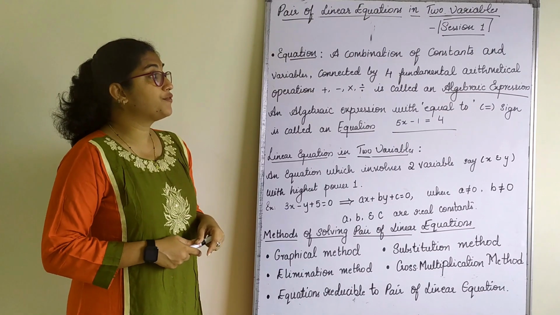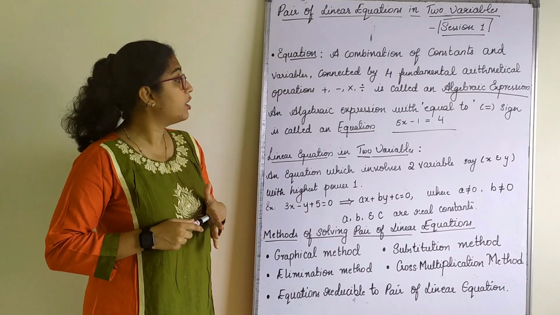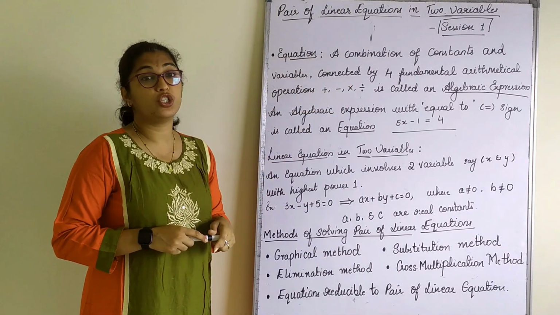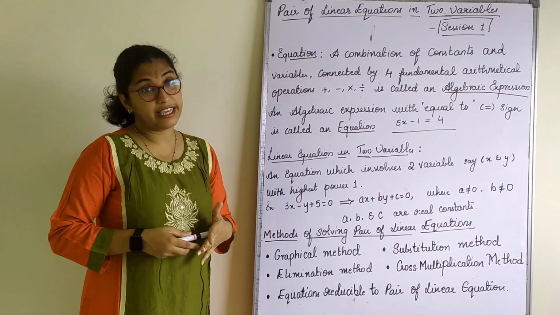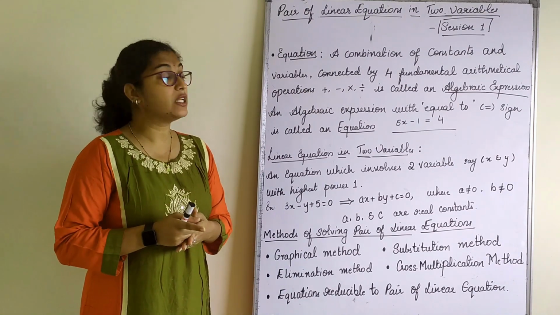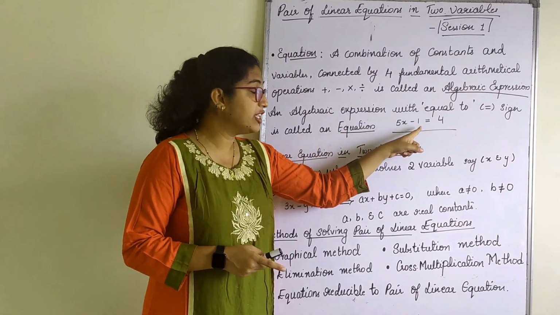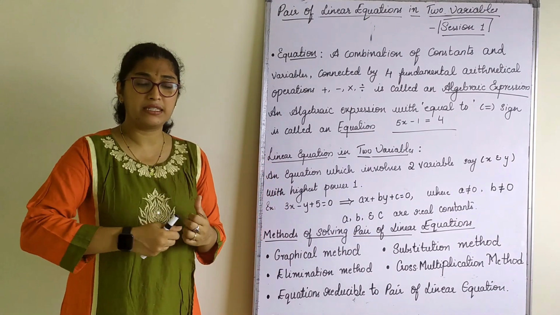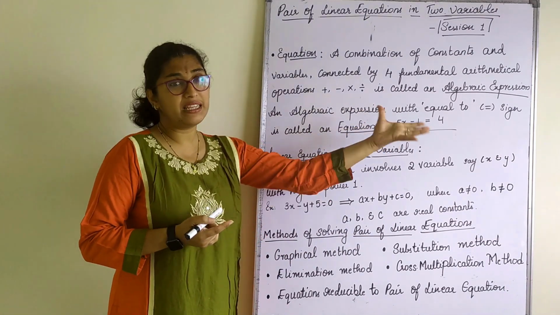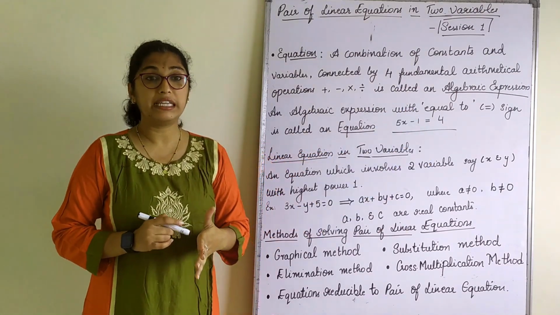A combination of constants and variables connected by the four fundamental arithmetical operations, that is plus, minus, into, division, is called an algebraic expression. This algebraic expression with the equal to sign is called an equation. So if I have an algebraic expression with plus, minus, into, division, with a variable and a constant, with an equal to sign, then that is called an equation.